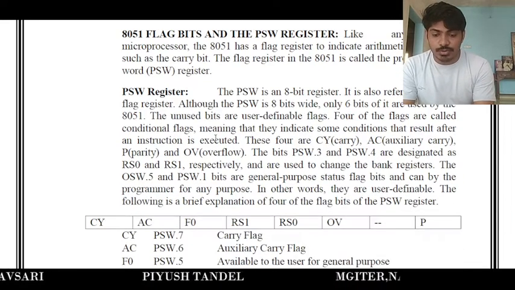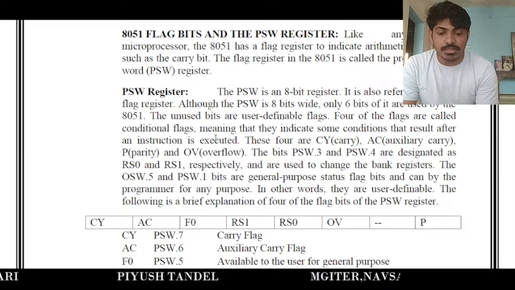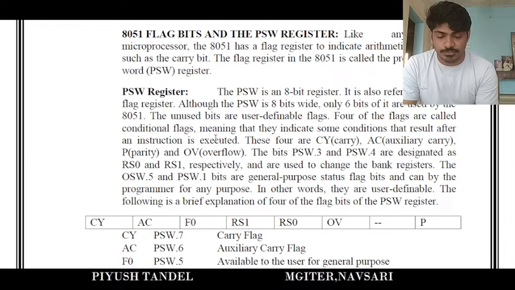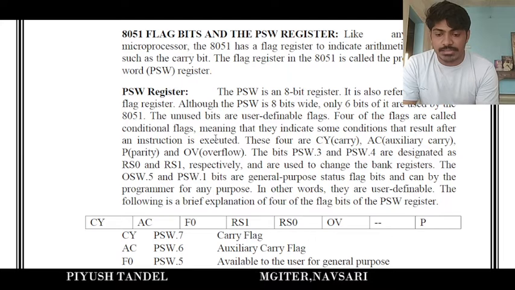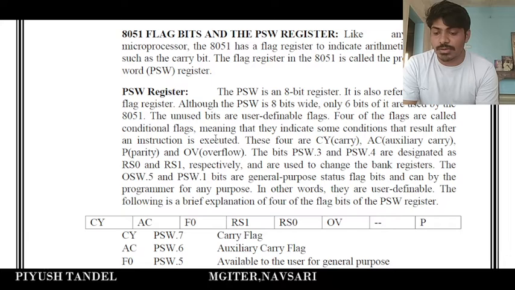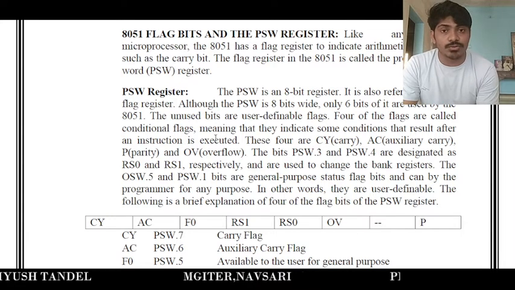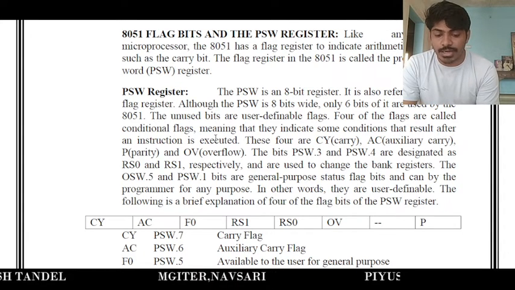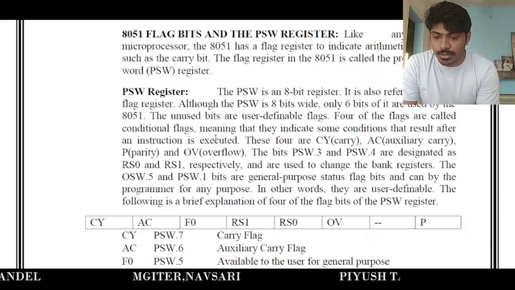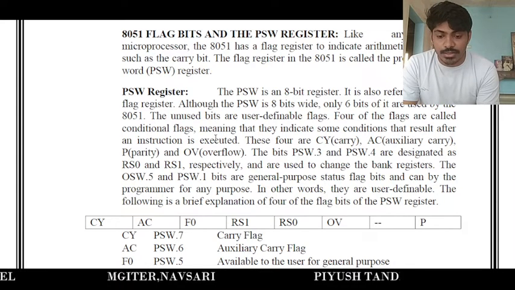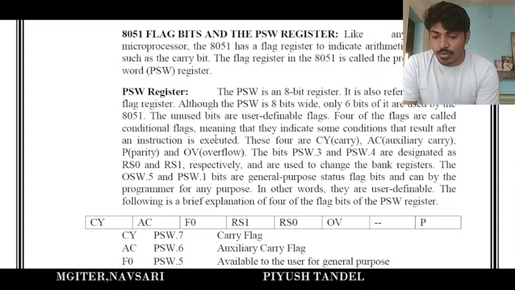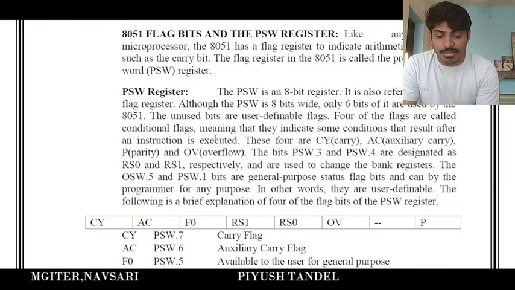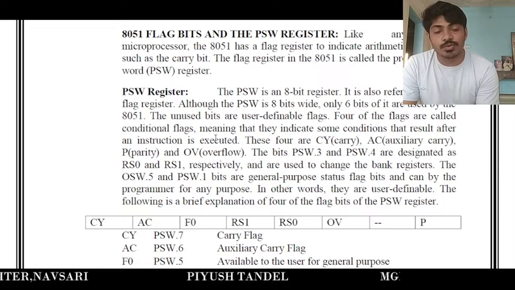The PSW is an 8-bit register. It is also referred to as the flag register. Although the PSW is 8 bits wide, only 6 bits of it are used by the 8051. We are going to use only 6 bits; the other 2 bits are left. The unused bits are available as user-definable flags. 4 of the flags are called conditional flags, meaning that they indicate some conditions that result after an instruction is executed.